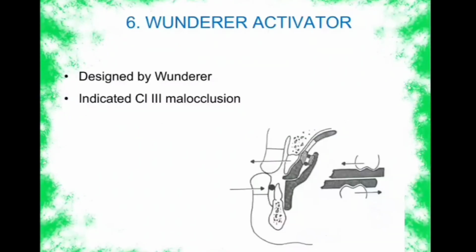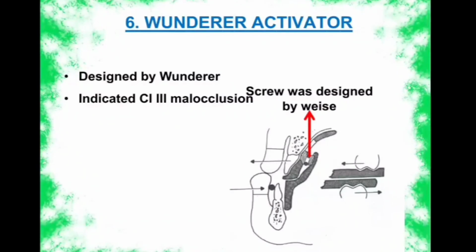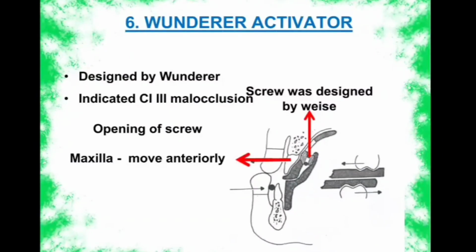Coming to the last modification, that is the Wunderer activator, designed by Wunderer and indicated in class 3 malocclusion cases. Here, the maxillary and mandibular portions are connected by a screw, which was designed by Weiss. By opening of the screw, the maxilla moves anteriorly and the mandible moves posteriorly, that is with a reciprocal backward thrust on the mandibular portion.